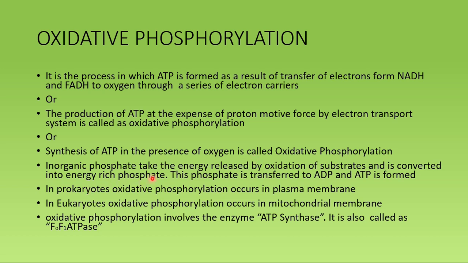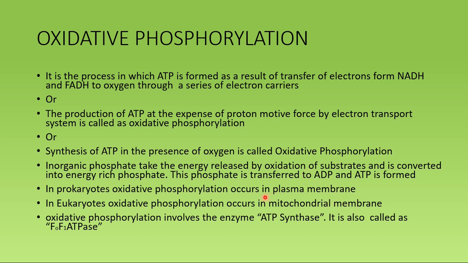Inorganic phosphate takes the energy released by the oxidation of substrate and is converted into energy rich phosphate, that is nothing but ATP. So this phosphate is transferred to ADP, and ATP is formed. And oxidative phosphorylation generally occurs in the plasma membrane of prokaryotes. But coming to the eukaryotes, this oxidative phosphorylation occurs in the mitochondrial membrane.